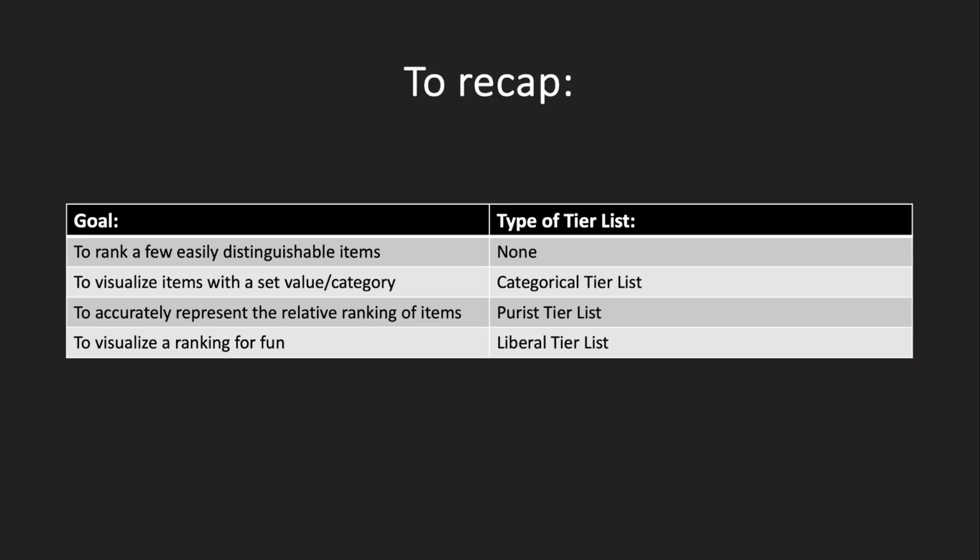Make sure that C tier is down the middle and be very critical of tier lists that do not show a bell curve. And if you are just visualizing a ranking for fun, use the liberal tier list. Go off, queen. Fuck you.